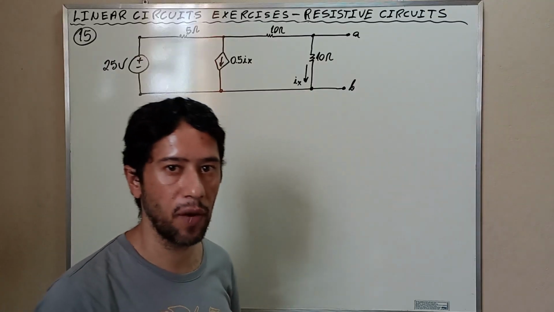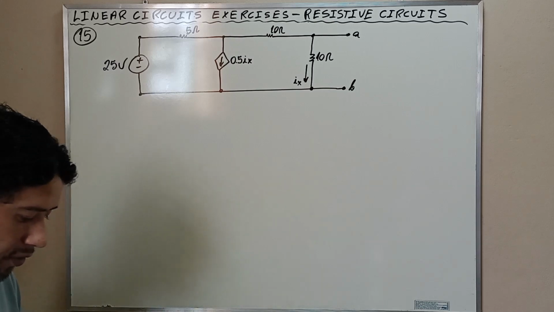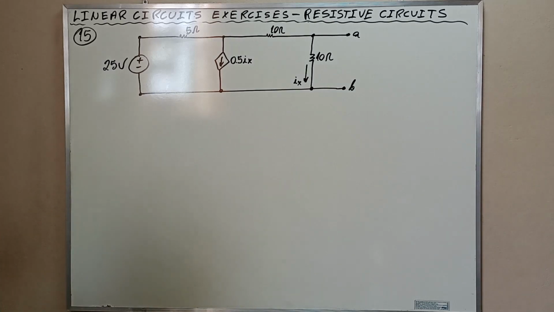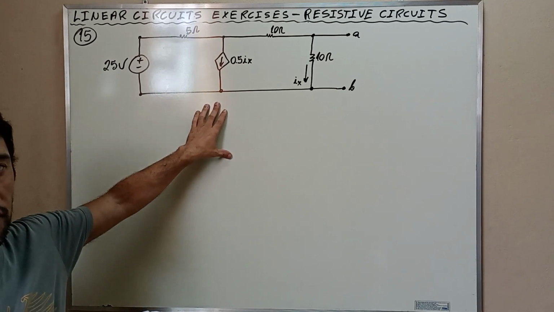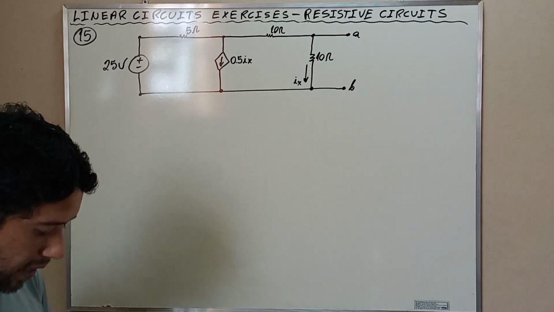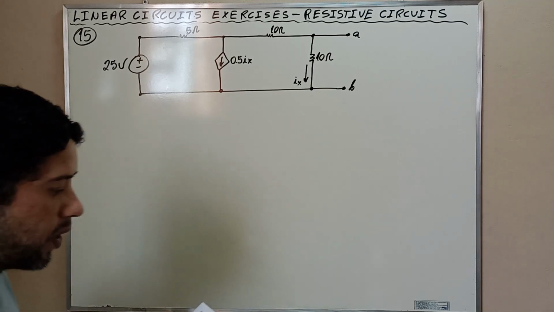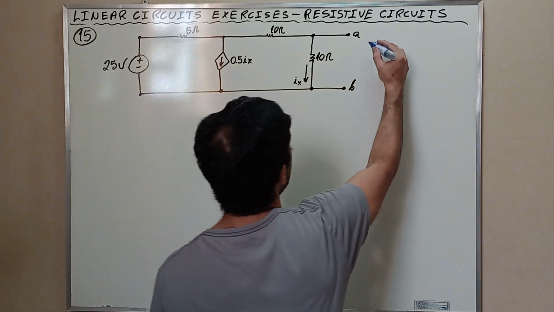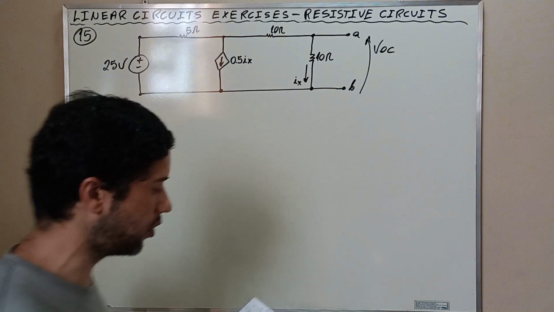Exercise number 15 now, my friends. Find the Thevenin and Norton equivalent circuits of the circuit on the board. Okay, my friends, this is similar to the previous exercise. We are going to find the Thevenin and the Norton equivalent circuits for this circuit here. Okay, let's begin with the Thevenin equivalent circuit. The Thevenin equivalent circuit requires us to calculate an open circuit voltage here.